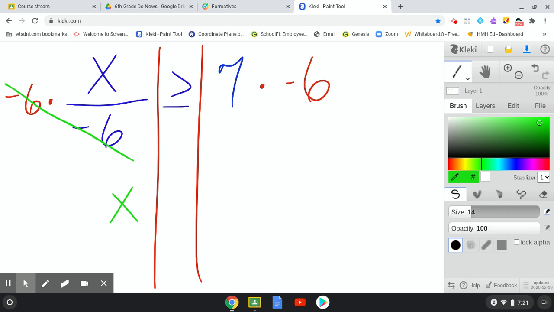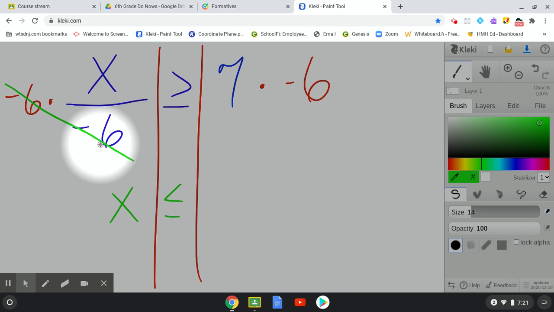I'm dropping down my x. Because I moved a negative number, I have to now flip my inequality symbol. So it is no longer going to be greater than or equal to, it's going to be less than or equal to. So as I'm solving multiplication and division inequalities, if I end up multiplying or dividing by a negative number, so the number that I'm looking to get rid of, so in this case, I needed to get rid of that negative 6, because it was negative, my inequality symbol will be flipped. Okay? All right, so let's continue.